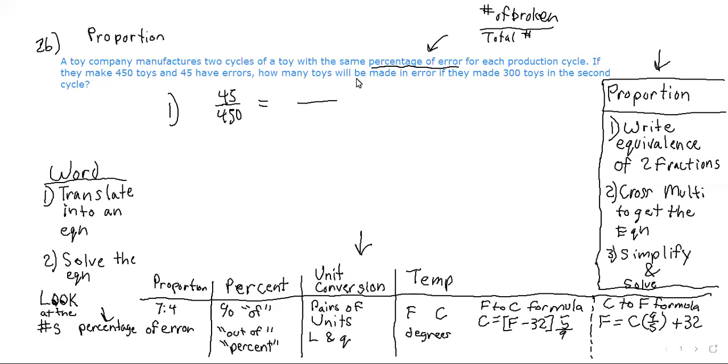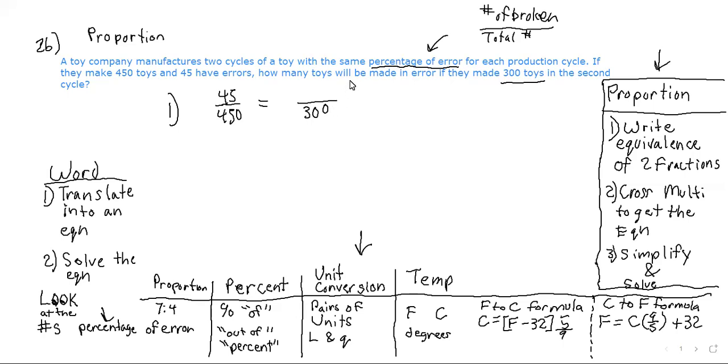Okay, so now we have to do the other fraction. So we look through here. They're not going to give us both numbers. They're only going to give us one number for the other fraction. It's either going to be the total number or the broken. So let's look at the other number here. Right here, it says 300 toys, and this was made in the second batch. So 300 is a total that goes on the bottom.